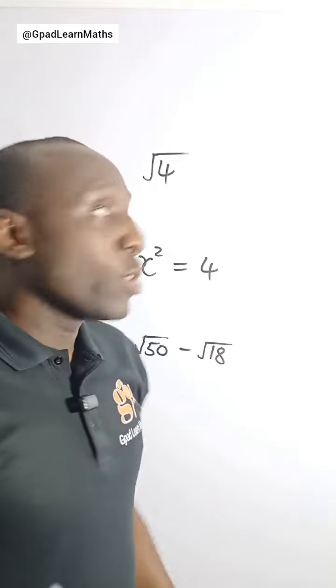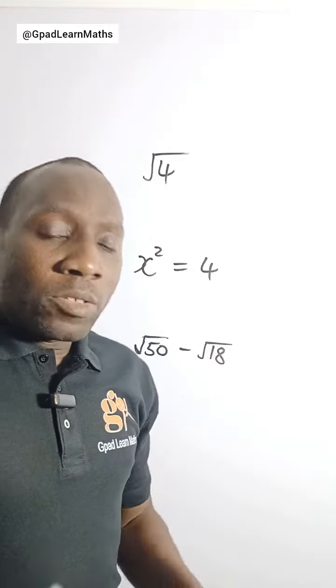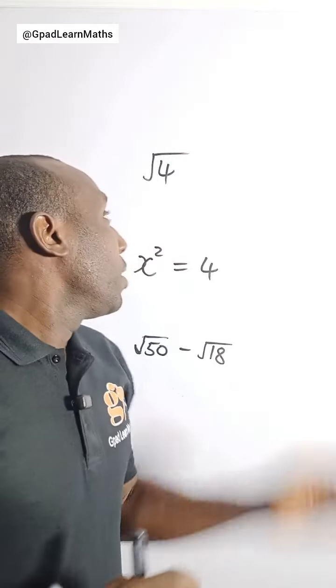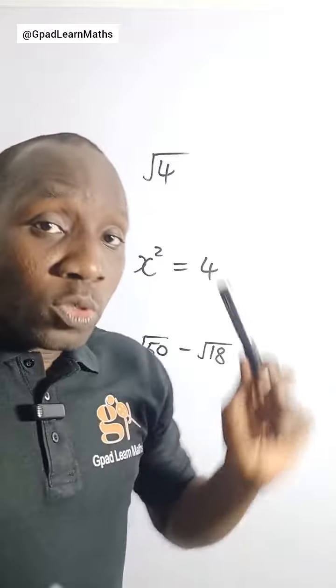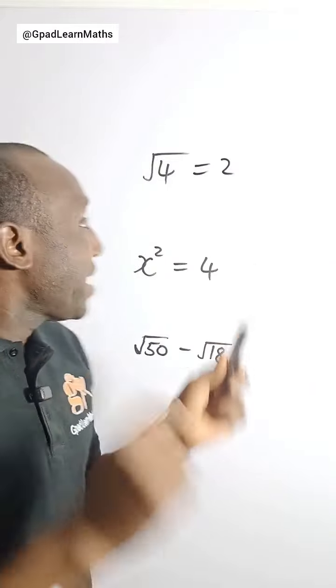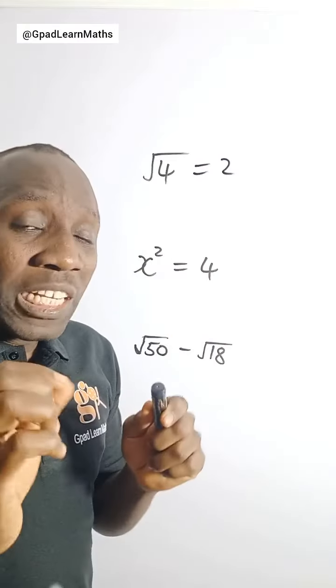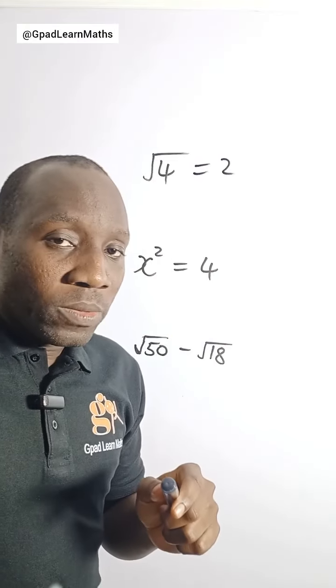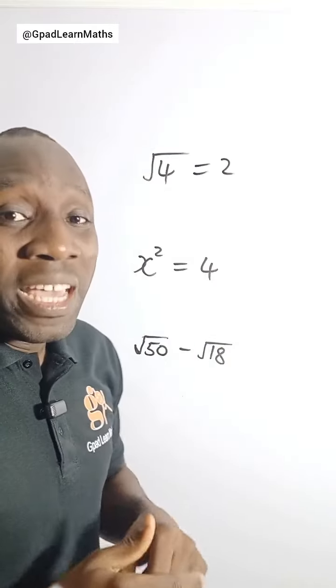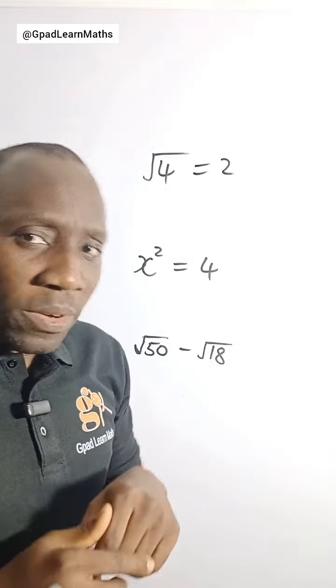What is the square root of 4? I know some people will say it is plus 2 or minus 2. But no, the square root of 4 is just 2. Yeah, hold on before you start arguing. When we say the square root of 4, we are talking about the principal root, which is just the positive number. So the square root of 4 is 2 and not plus or minus 2.